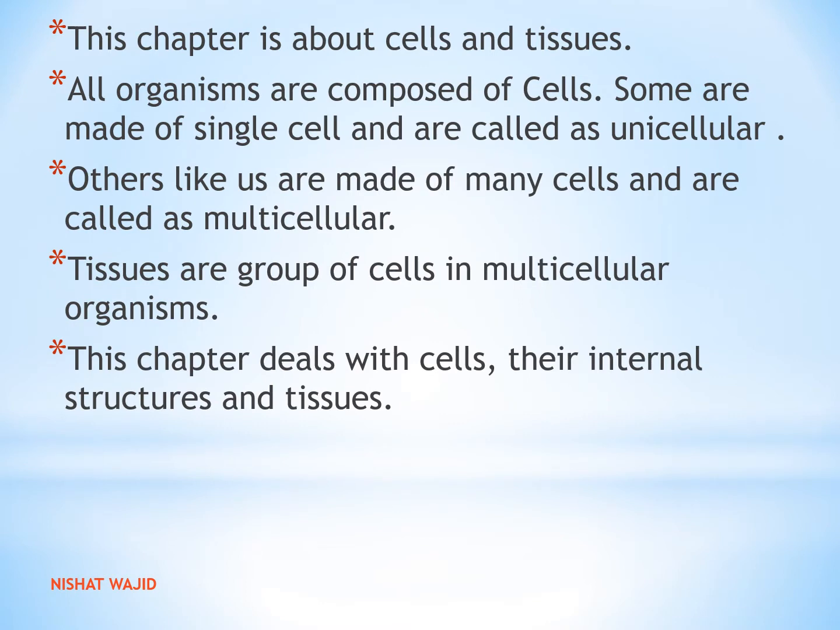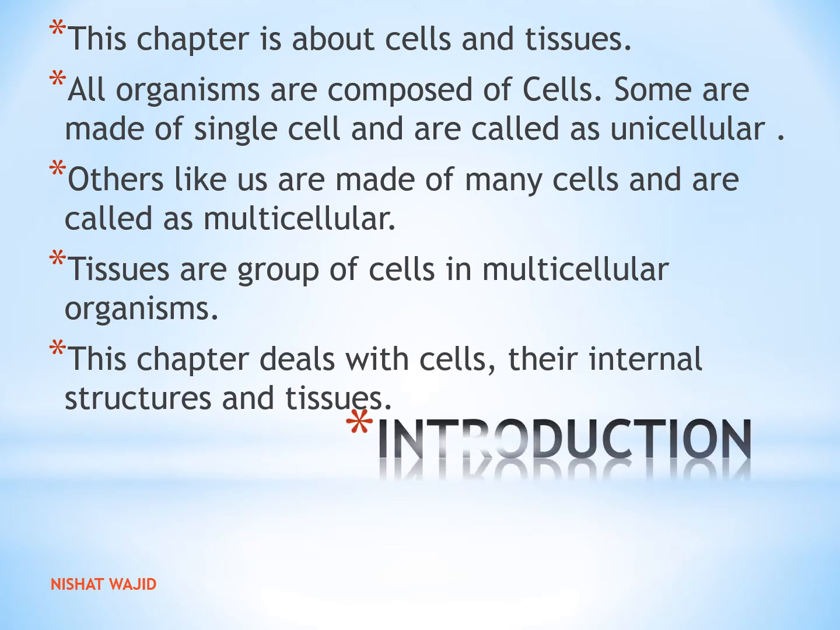This chapter is about cells and tissues. All organisms are composed of cells. Some are made of single cell and are called as unicellular. Others like us are made of many cells and are called as multicellular. Tissues are group of cells in multicellular organisms. This chapter deals with cells, their internal structures and tissues.